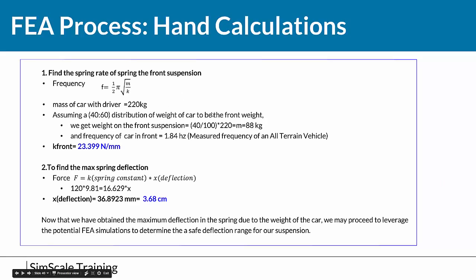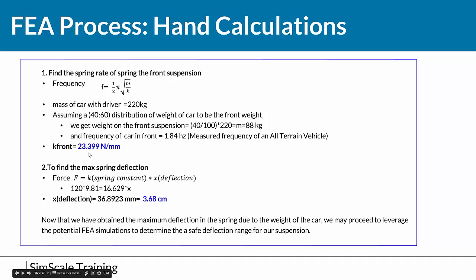First, I would like to tell you that we are simulating the front suspension of an ATV, or an all-terrain vehicle. We have a mass of 220 kilos, which is approximately the mass of a generic ATV, and we distribute it 60% at the back and 40% at the front. That gives us a K value of 23.399, which is a predefined or experimental value for a generic ATV.